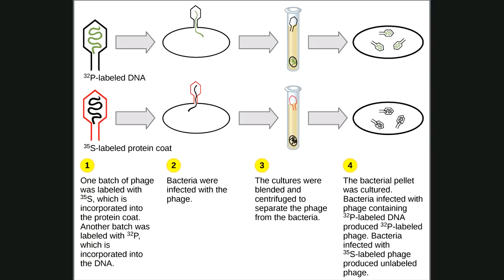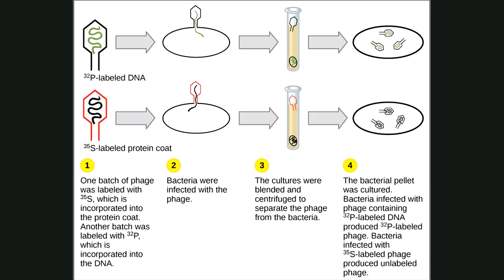Now, another one that I want you to be familiar with is the Hershey-Chase experiment. When this experiment came along, there were many researchers who thought that protein was actually what was inherited from generation to generation, and that's what carried our traits. But there were others who thought, no, we think DNA is the genetic material that's inherited. So this experiment set out to prove whether it was DNA or protein that was inherited.